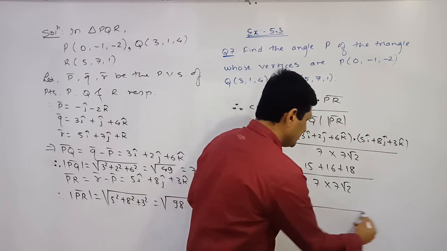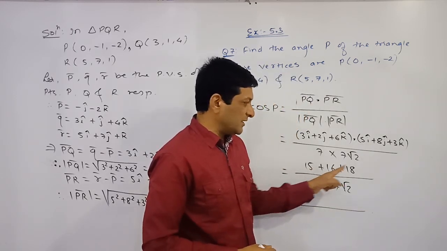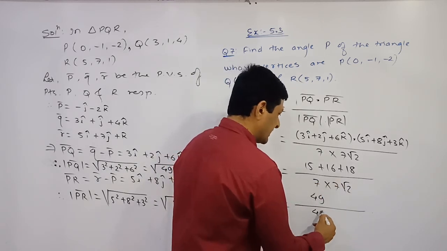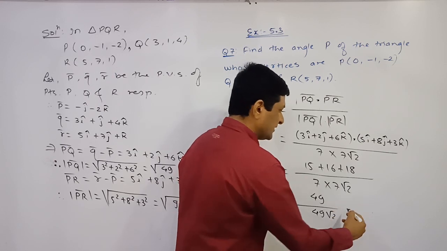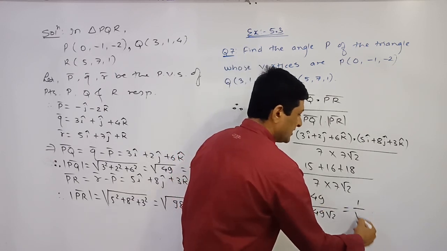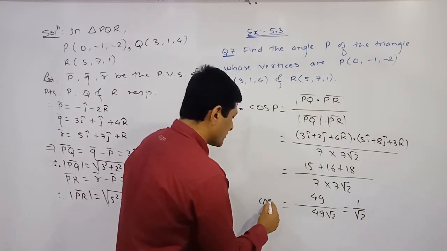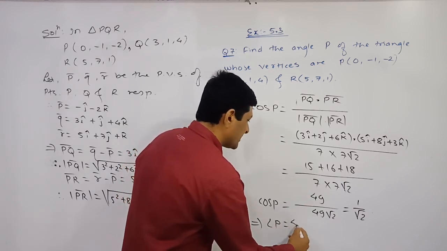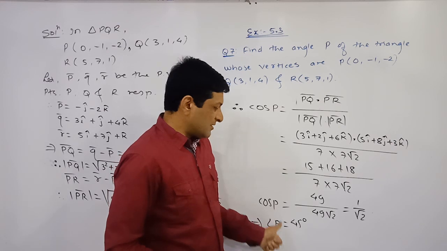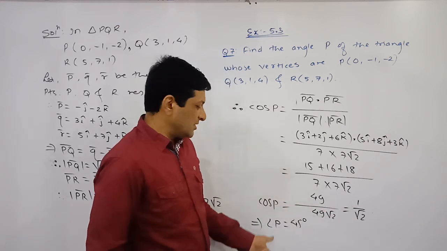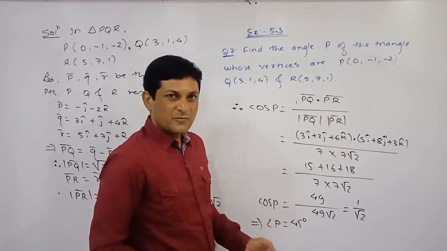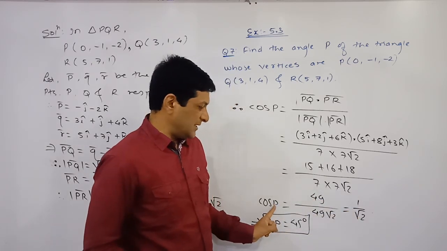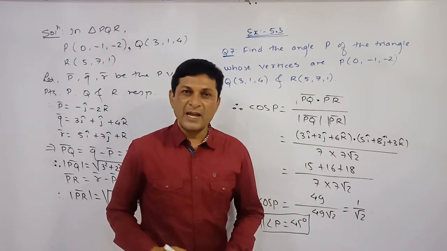If you observe this numerator, 15 plus 16 is 31, 31 plus 18 is 49. So here we will get 49, and in the denominator 7 sevens are 49, 49 root 2. Cancelling 49 from numerator and denominator, we get 1 by root 2. So if the value of cos P is equal to 1 by root 2, it implies that angle P is equal to 45 degrees. We know that cos 45 is equal to 1 by root 2. In this way, we have got the value of angle P of triangle PQR, and that is our required angle.